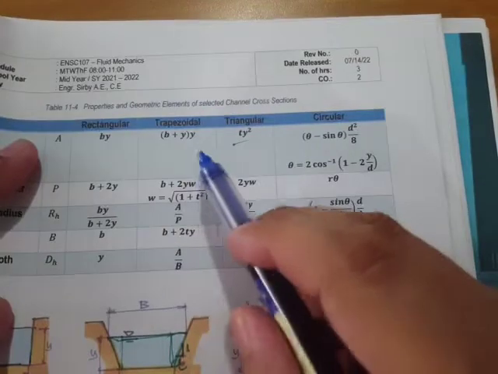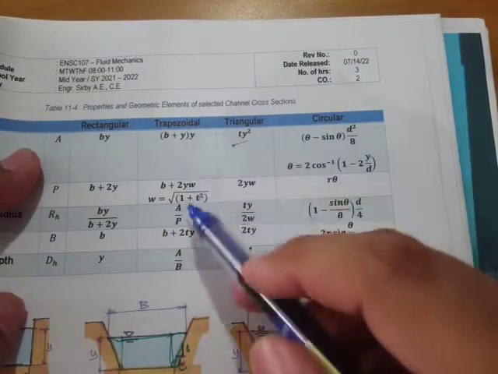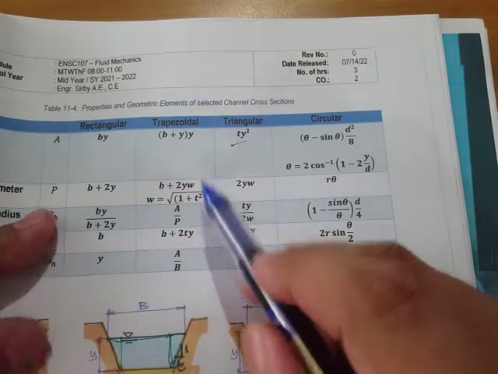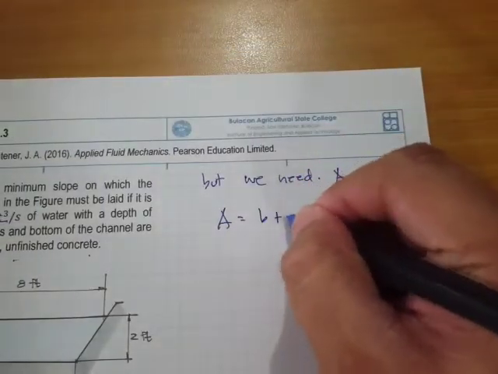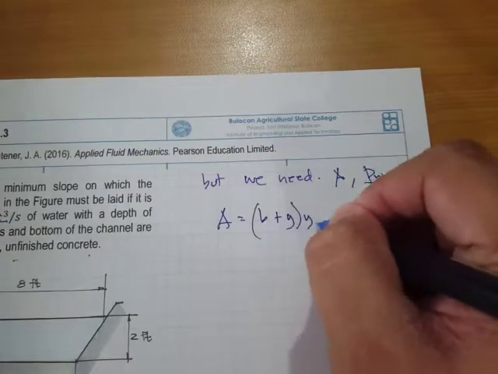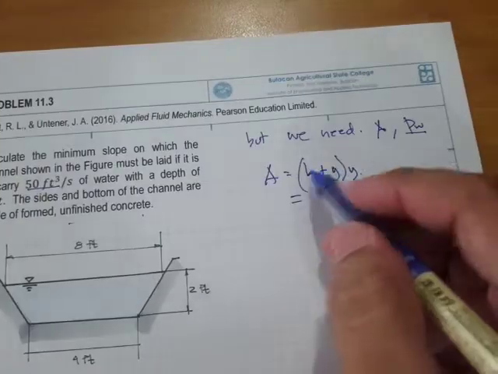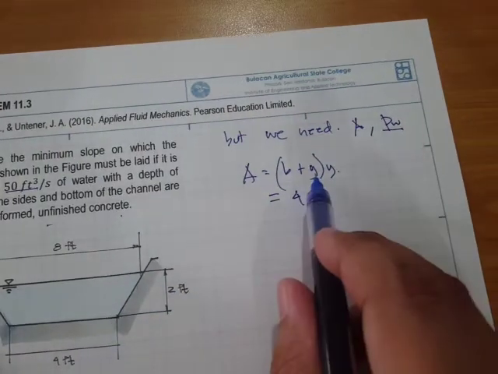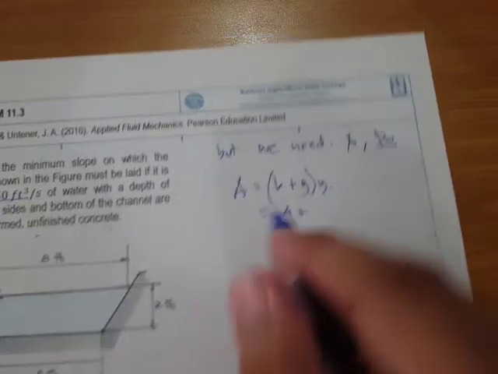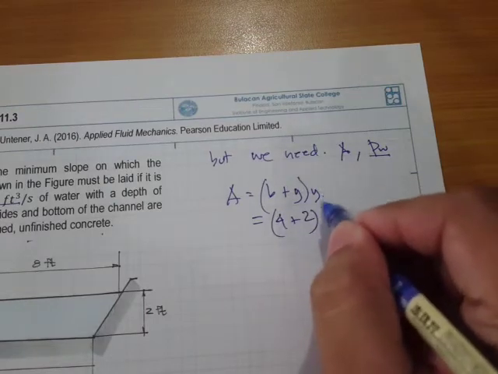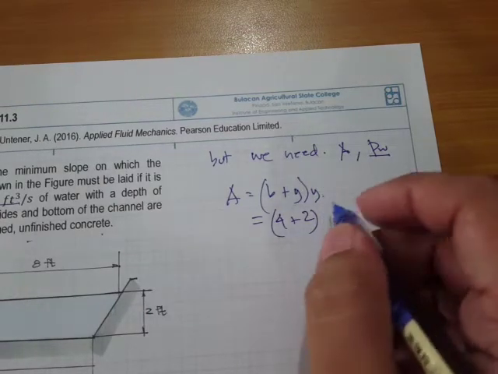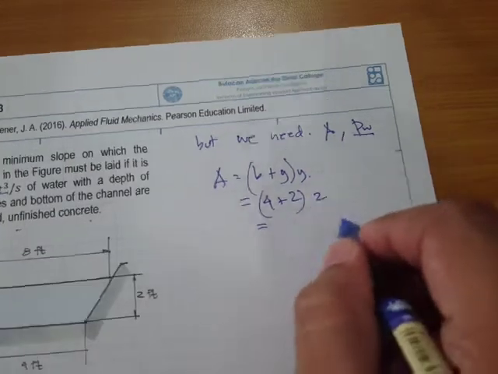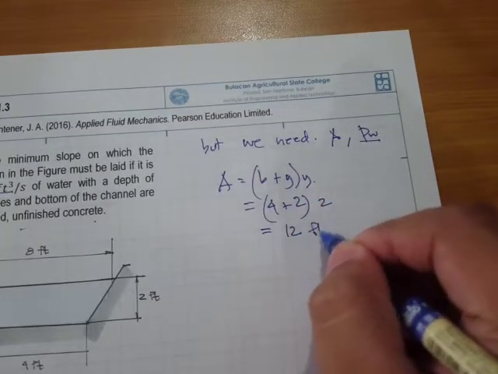Right, so for the trapezoidal area, that's b plus y times y. So what's our b? That's the bottom width. That's 4. 4 plus 2 times the value of y again. So 4 plus 2 times 2. And this is 4 plus 2, that's 6 times 2, that's 12 feet squared.